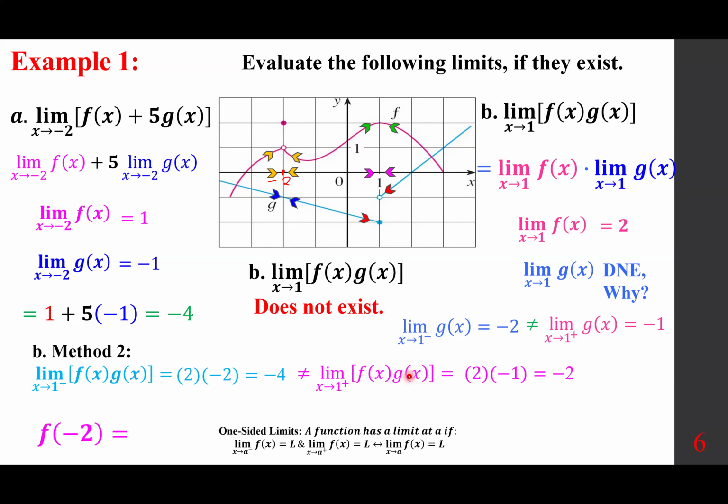Now, also, let's see what's the functional value f of -2. So the f function is the red function at -2. You look for a solid point. This solid point has a y coordinate 2. That's the functional value. g of 1 for this function, the blue function, at x equals 1, you look for a solid point. This is the point which is solid and has a y coordinate of -2. So g of 1 equals -2.